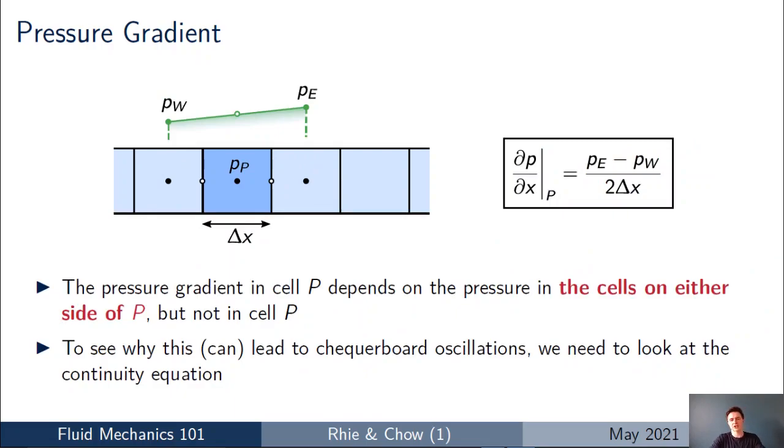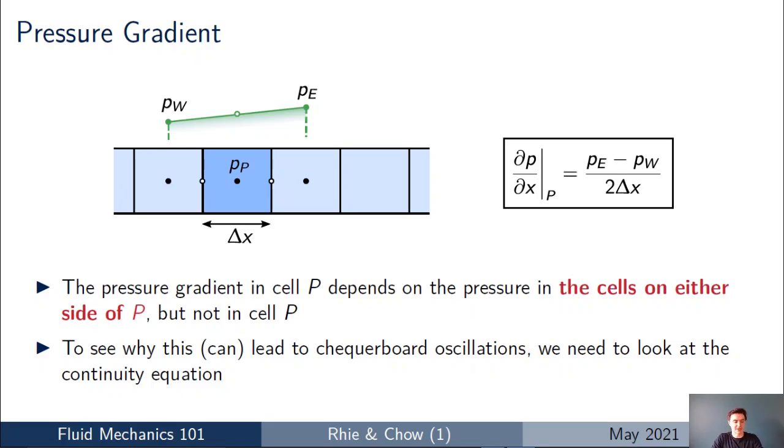So for a minute, let's just think about the equation that we've derived here. We're saying that the pressure gradient at the centroid of the cell P is equal to the pressure at the centroid of the cell on the east of it, or on the right of it, minus the pressure at the centroid of the cell on the left of this cell, divided by 2 delta X. And what you can see in that equation is that the pressure gradient doesn't depend on the pressure at the centroid of the cell itself. So it doesn't depend on PP. And this is a problem.